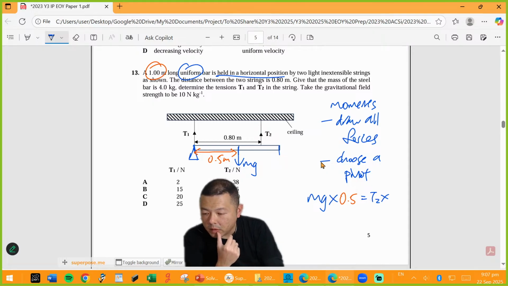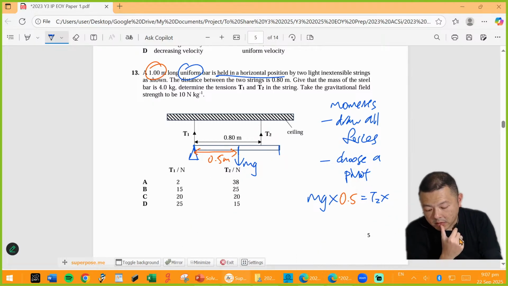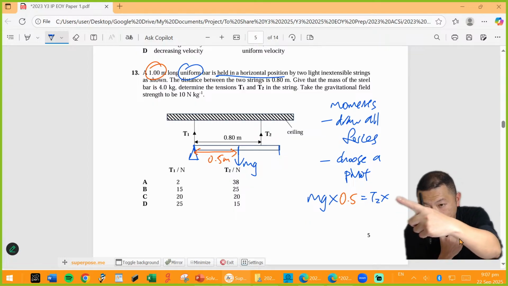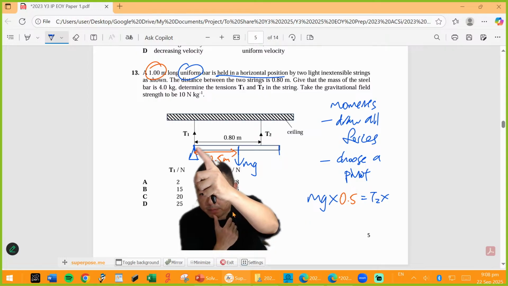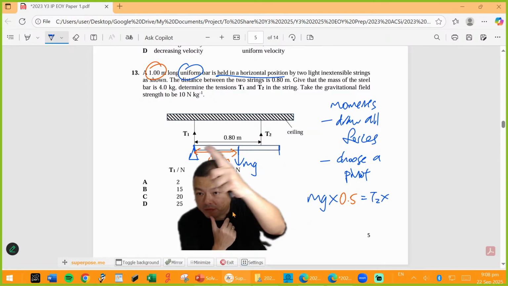What's the distance here? 0.8. The pivot is here. Always multiply the distance to the pivot, to the pivot, to the pivot.